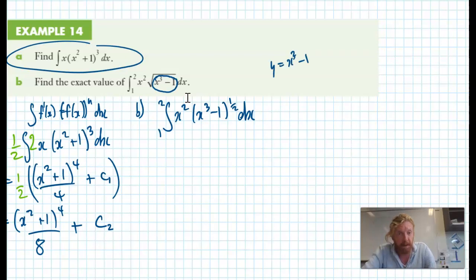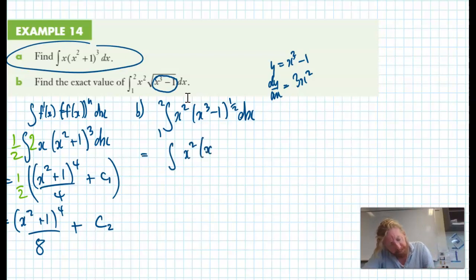of x cubed minus 1 equals 3x squared. I don't have 3x squared. I've got x squared. I want to put a 3 in. If I have a 3 in, I divide by 3. Now I can jump straight to it. Sorry, I forgot my dx there. Equals a third.